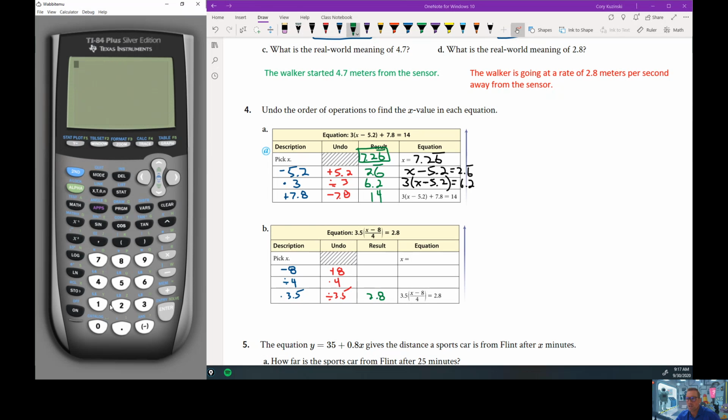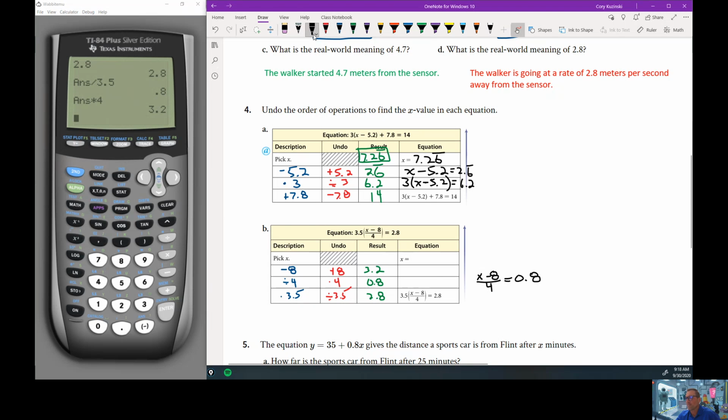All right, let's clear this off. Start with our 2.8 and work up, undoing operations. So divide by 3.5. That gives us 0.8 for our equation. I'm going to do it over here to the right. It would be x minus 8 over 4 equals 0.8. All right, next we're going to multiply by 4. That gives us 3.2.